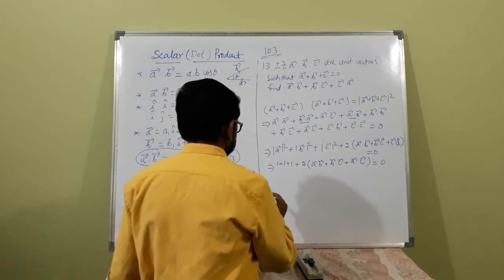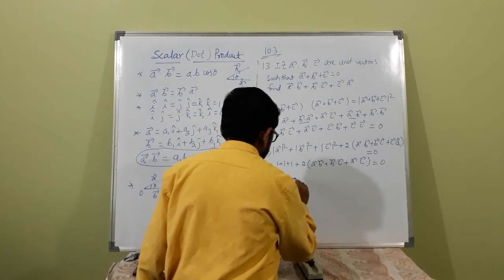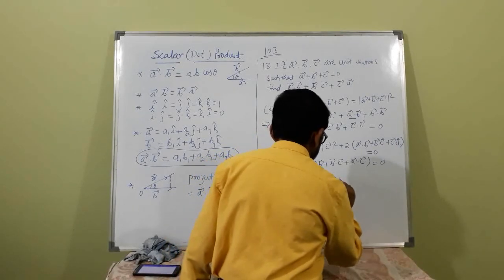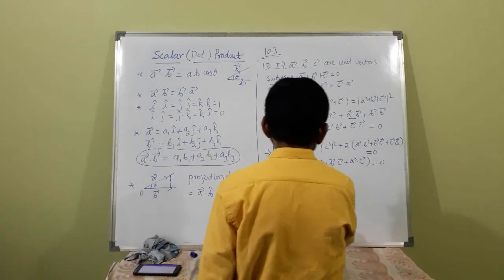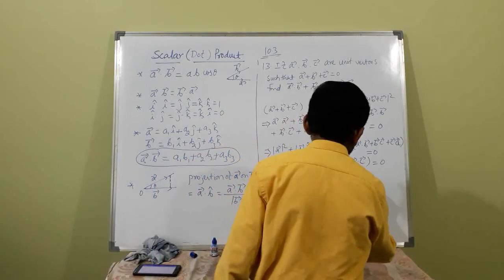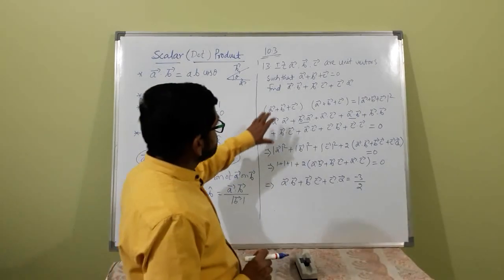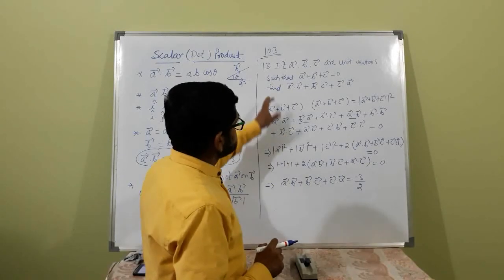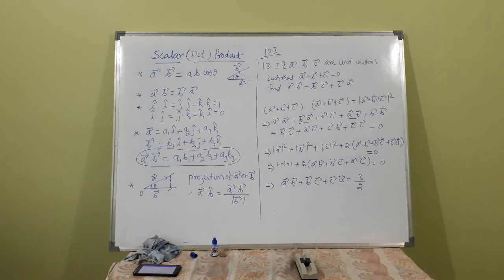Now this implies A dot B plus B dot C plus C dot A or A dot C is equal to, this is 3, this is 2 times this, so minus 3 divided by 2. You can remember this. Sometimes competitive exams may also ask. If you know the result, you can directly tick the answer and you can save your time. Mark this question.